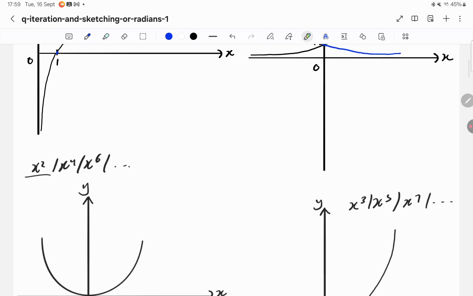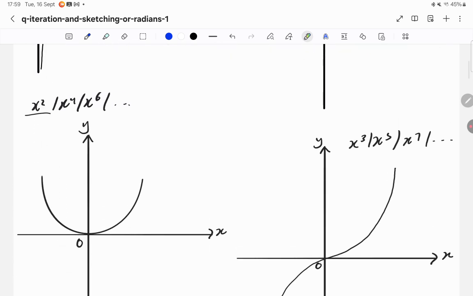Okay? And we have two of the most common graphs that we know, which are the quadratic function graph and the cubic graph. Well, the quadratic graph applies the same for the even powers, if you get what I mean. So what I mean is x squared, x to the power 4, x to the power 6. There could be questions asking you about this.